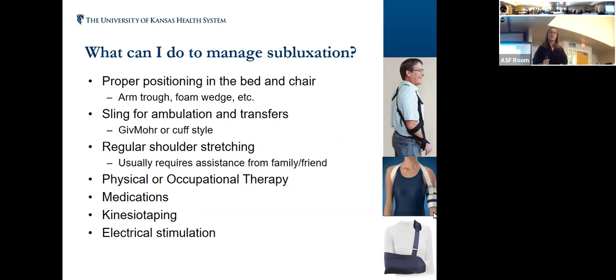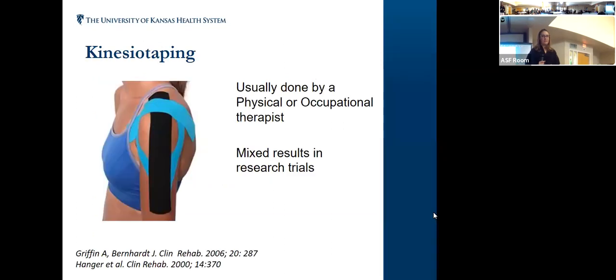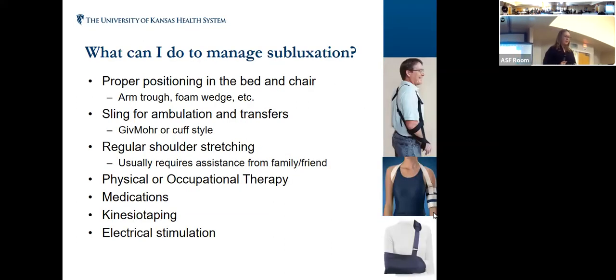Regular stretching though, really important. And because it might be hard to move your arm all the way, you might need a little help, which is why I say it's a partnership from family or friends or maybe your therapist. Physical or occupational therapy can be helpful, especially to keep it stretched and to teach you how to do the right stretches and to show your family too. If it's painful, we can use medications, but of course we don't want to use pain medications if we can avoid it. And then there's this thing called K-tape and stimulation. I think I have pictures, yeah. So I'll talk a little bit about K-tape, kinesiotaping, and electrical stimulation next.